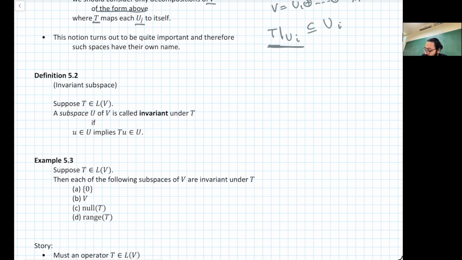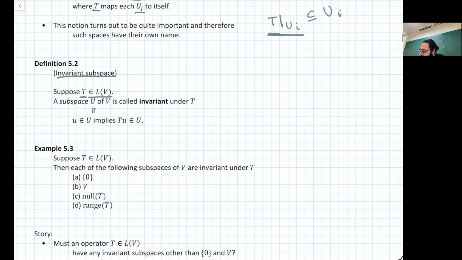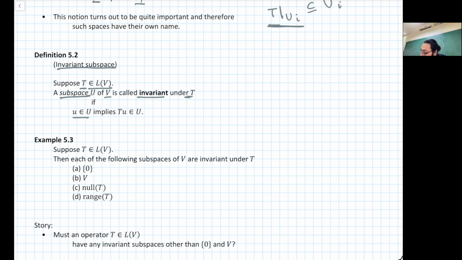So this brings us to the definition of what we call an invariant subspace. So let T be some linear operator. A subspace U of V is called invariant under T if U belonging to capital U implies TU belongs to capital U. Is the definition clear? Any questions about the definition?